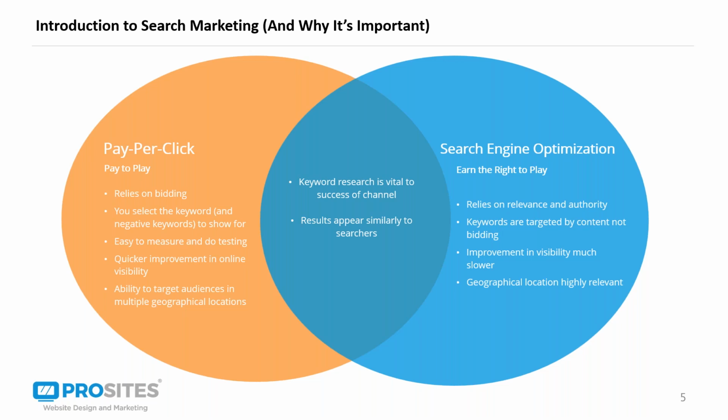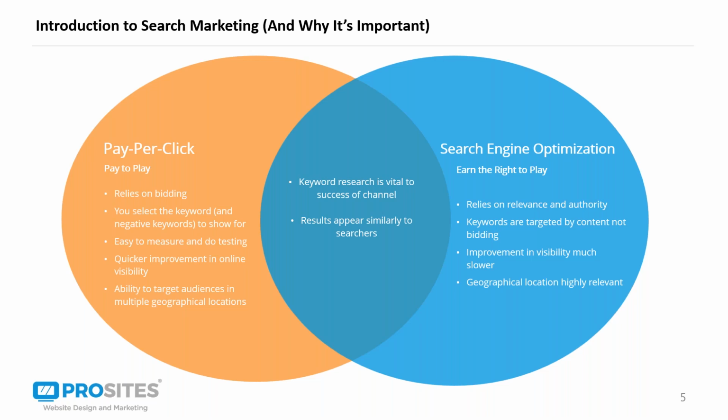Now, search engine optimization is really about earning the right to show up on that page. It relies on relevance and authority. Basically, Google needs to know you have the content people are looking for, you're trustworthy, and you're a source of information that people want to see. It's much harder to move yourself up. It's very possible, but it takes a lot longer. And it really cares about where you're geographically located, so you're going to rank best right in your immediate area.